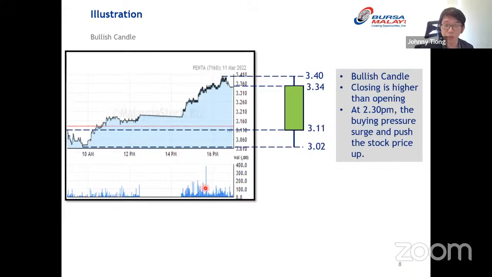So what is the volume doing? They are basically buying the shares, pushing the shares up, and it closed at 3.34. If we just look at the price action without the volume down here, we just know that the price is going up. But if we align back with the volume, we know that this volume is pushing the stock price up, and the volume is a lot compared to the first half. So that's for the bullish candle.